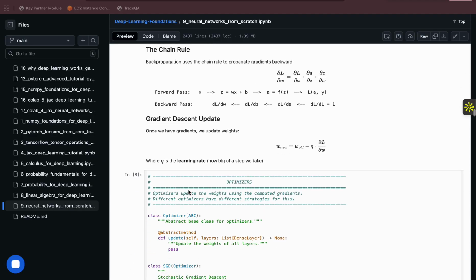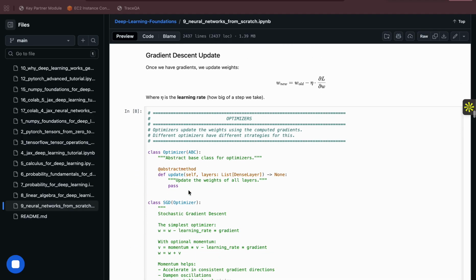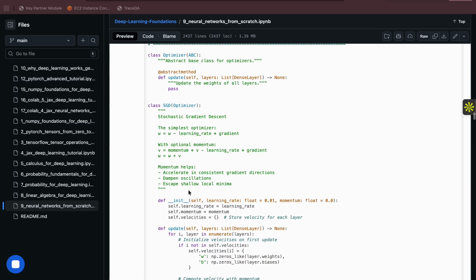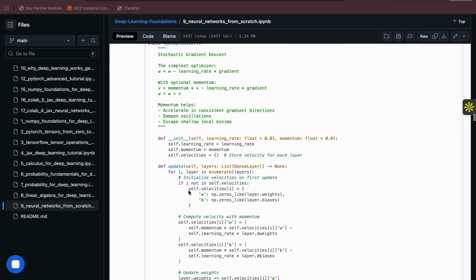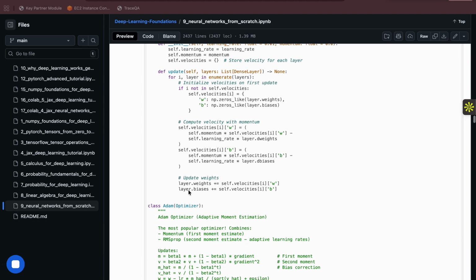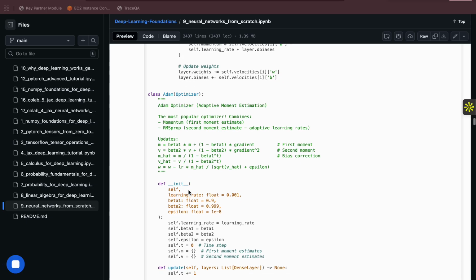Next, we implement the optimizer classes: SGD with momentum, AdaGrad, and Adam with adaptive learning rates. So next, we implement a complete neural network class with layer stacking, training loop, prediction, and history plotting methods.